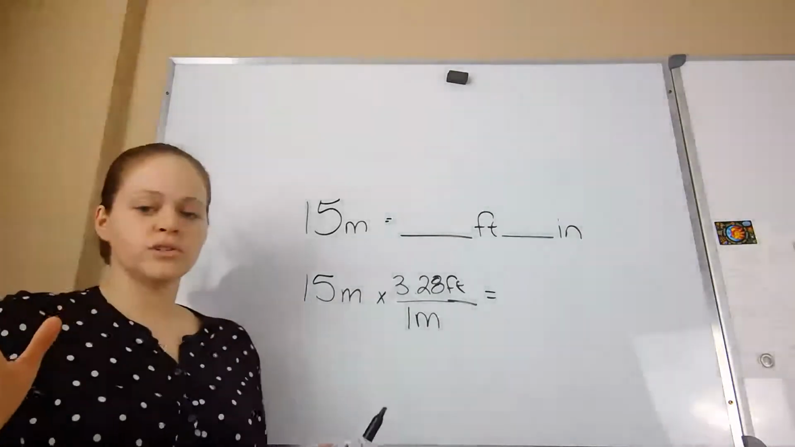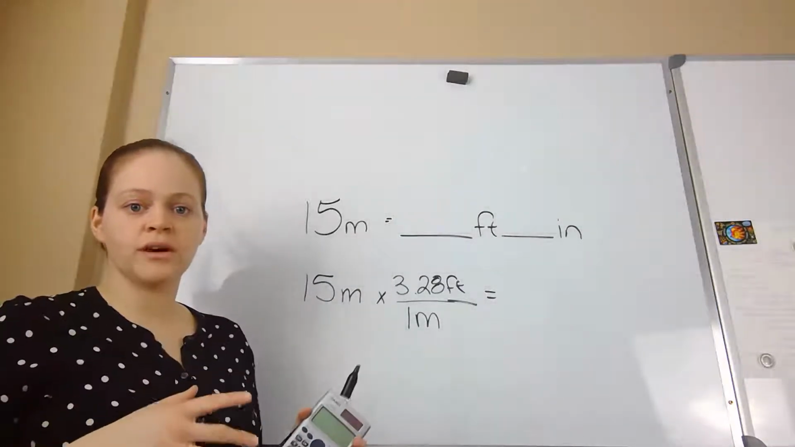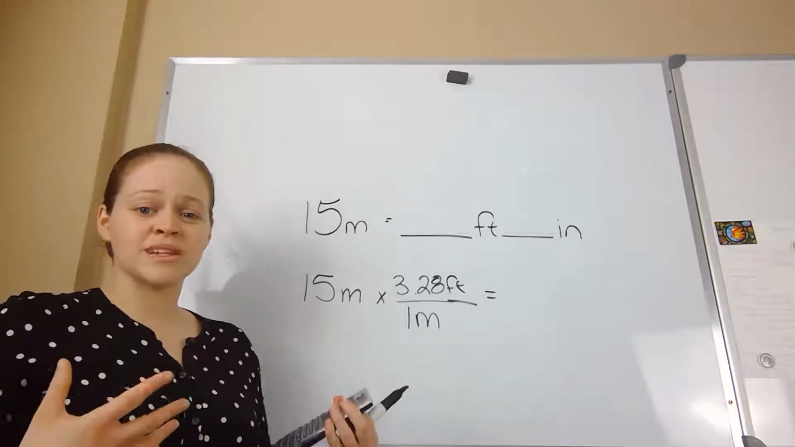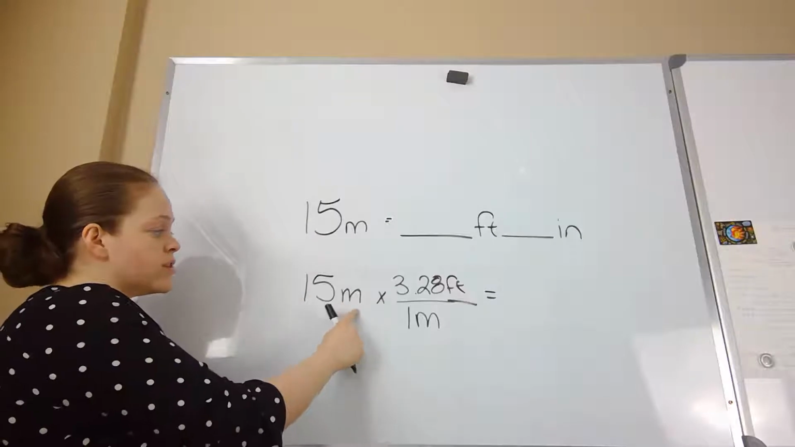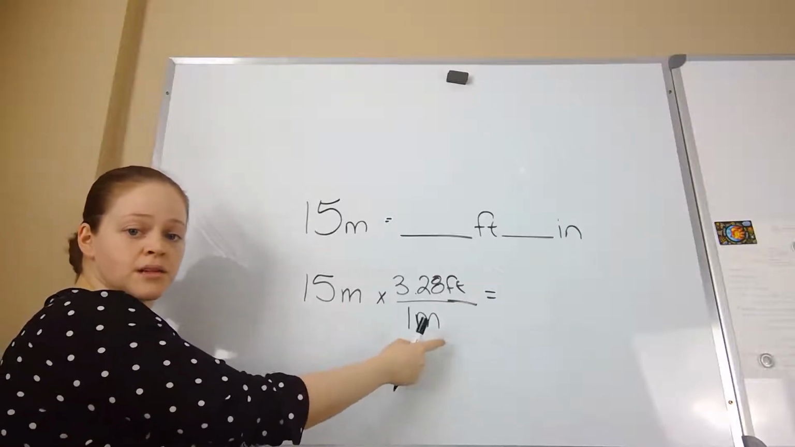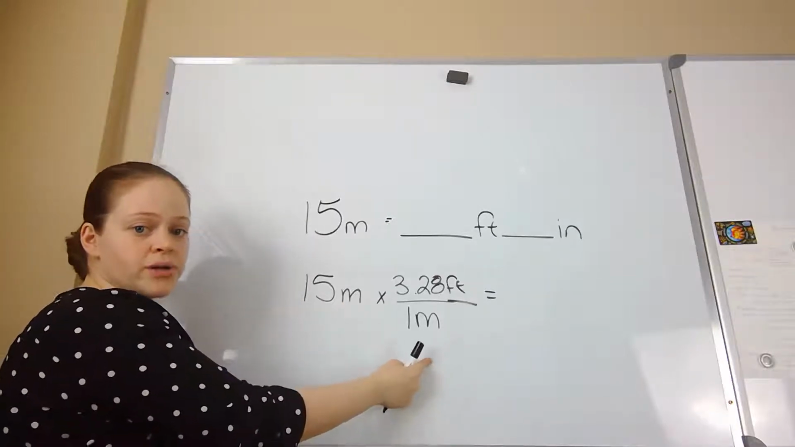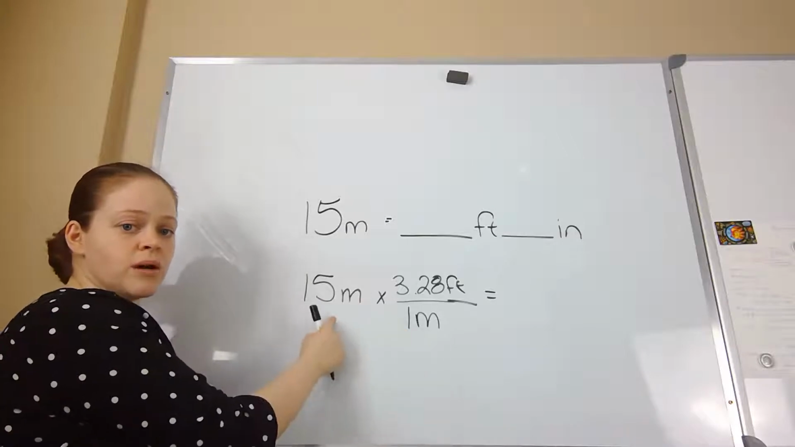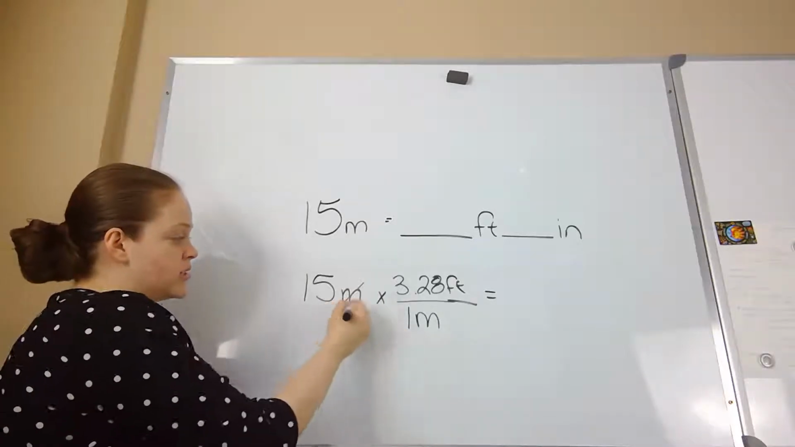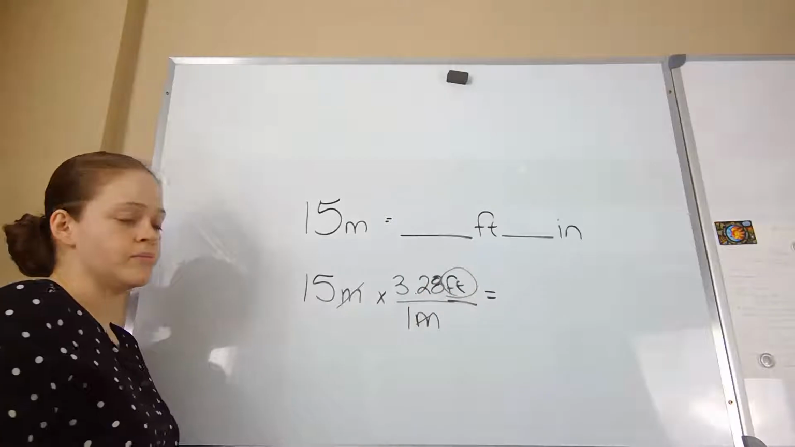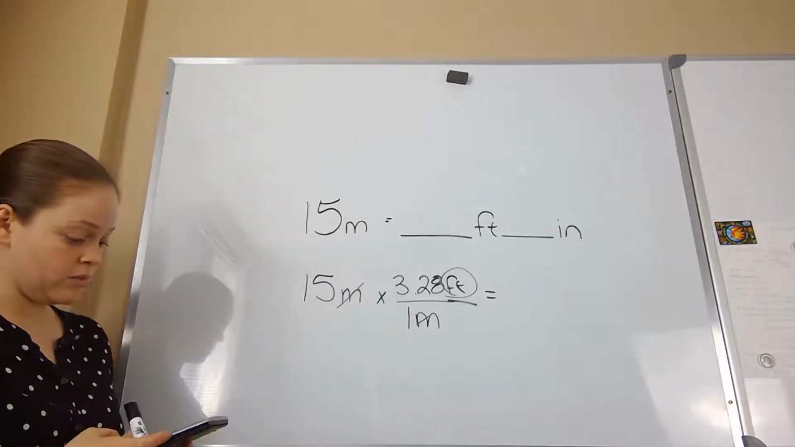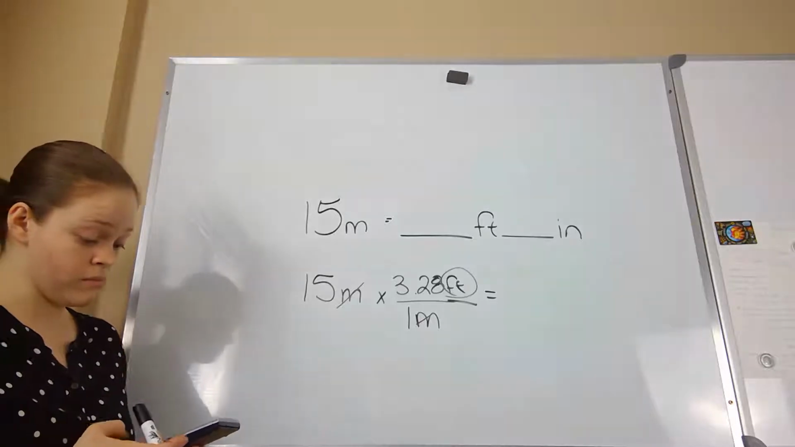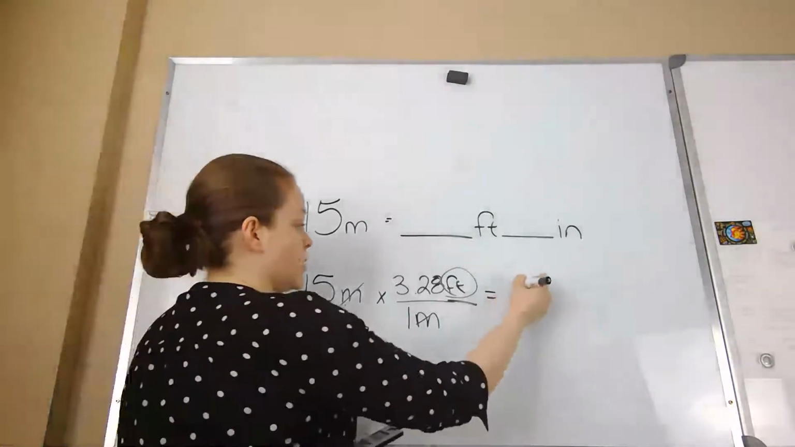Even though we're doing imperial and metric right now, it's like anything. It happens in your chemistry, in your physics, possibly biology. Whatever you have on the top must match what you have on the bottom. Okay? So these go out, I'm left with feet. So 15 times 3.28, we get 49.2 feet.